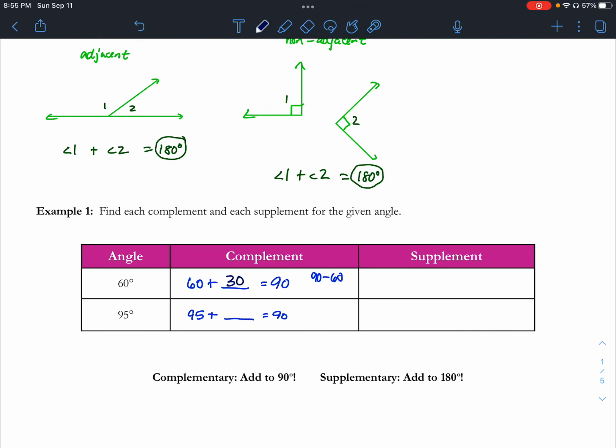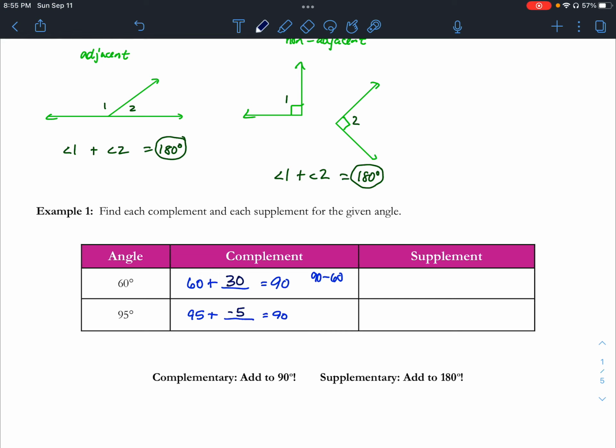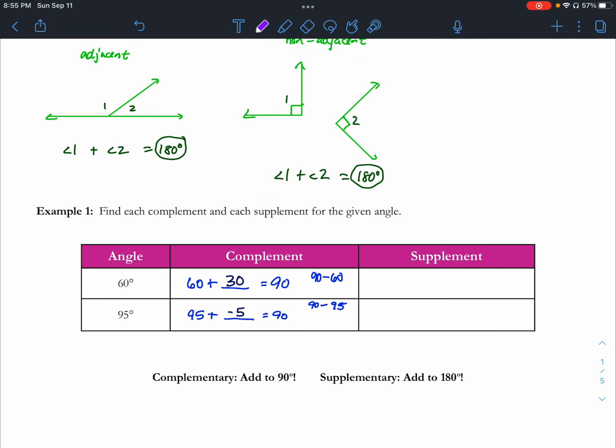Well, we would actually need to add a negative number in this sense. And very similarly, if we look at the math behind it in the corners that we did earlier, we could say, well, if I just took 90 and I subtracted the angle that I have, I would get that same exact answer of -5. And then for supplementary, similar process here.